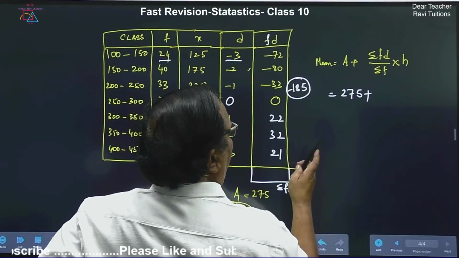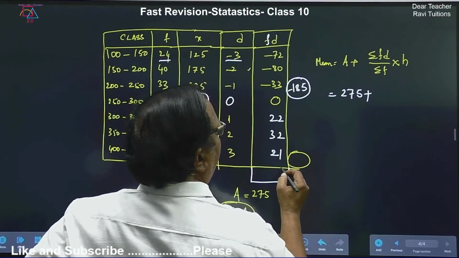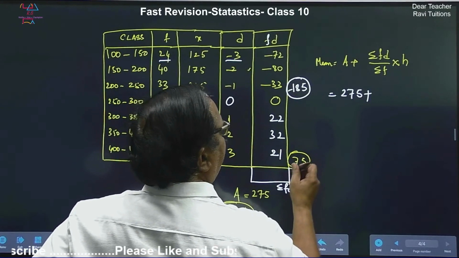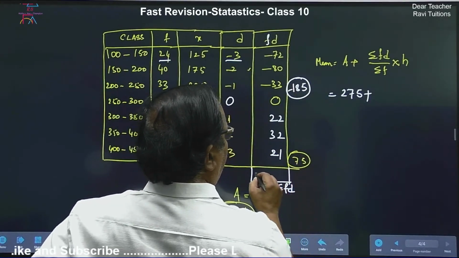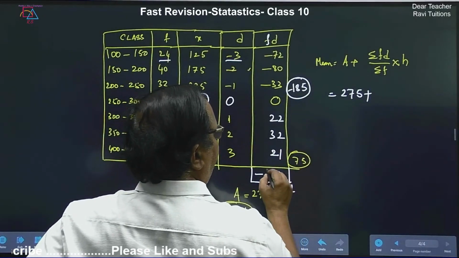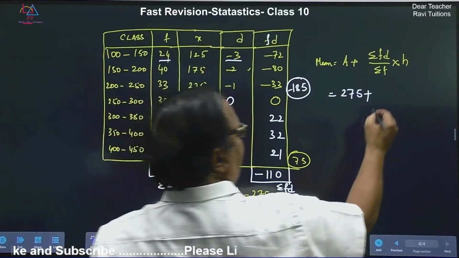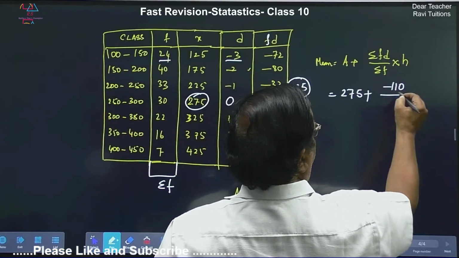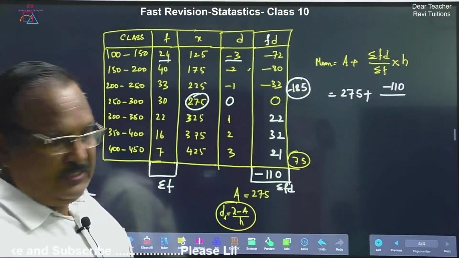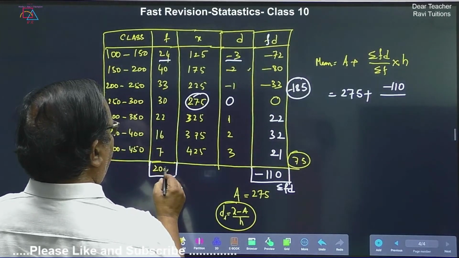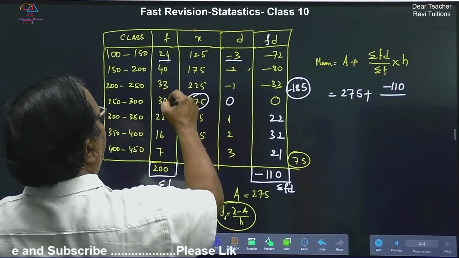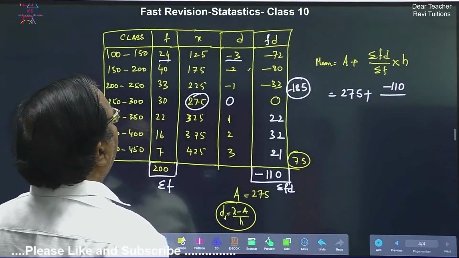Okay. Here I will add these positive things also. 5, 7. So this is positive. So minus is more. So minus 185 minus 75. 5 minus 5, 0. 18 minus 7, 11. So answer is minus 110 by sigma f. You have to add up all these things. So this is nothing but 200.